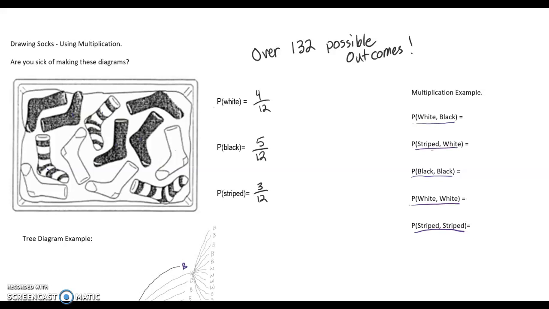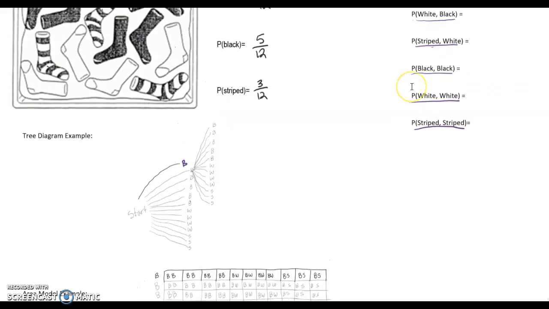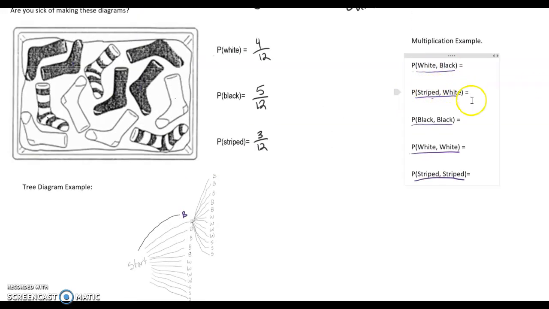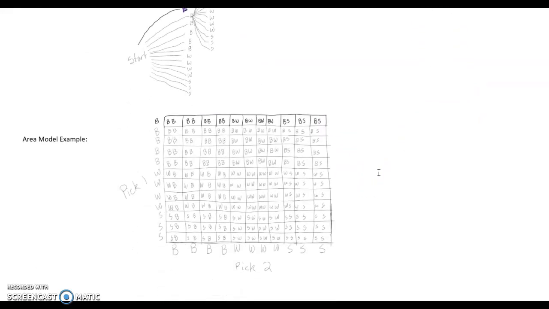product rule. Now, if we didn't use the product rule, we would have to use a tree diagram where this tree diagram right here would represent, well, started to represent the probability of getting a black sock and then choosing another black sock. We would have to finish this tree diagram to answer that question, and we would have to create a completely different tree diagram in order to do the probability of choosing a white sock, then a white sock, striped, then striped, white, then black, and then striped and white, which I will fully admit is a lot of work. Same thing with an area model.